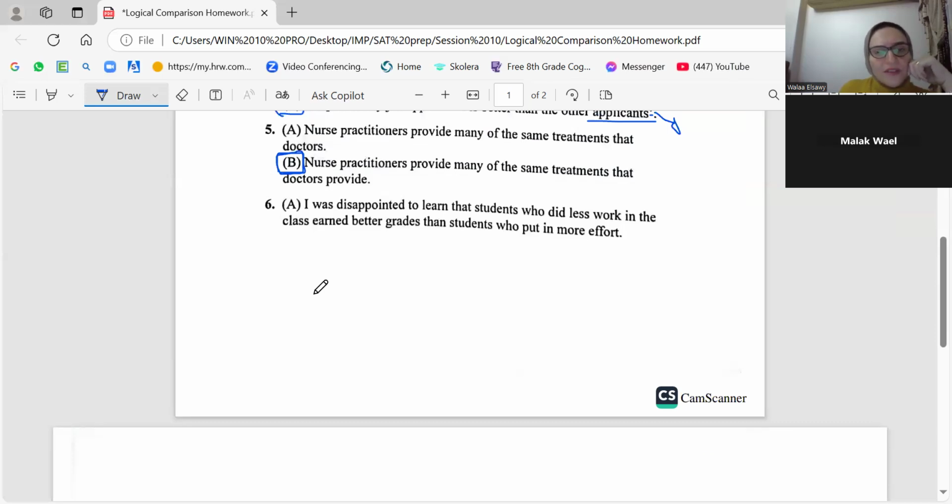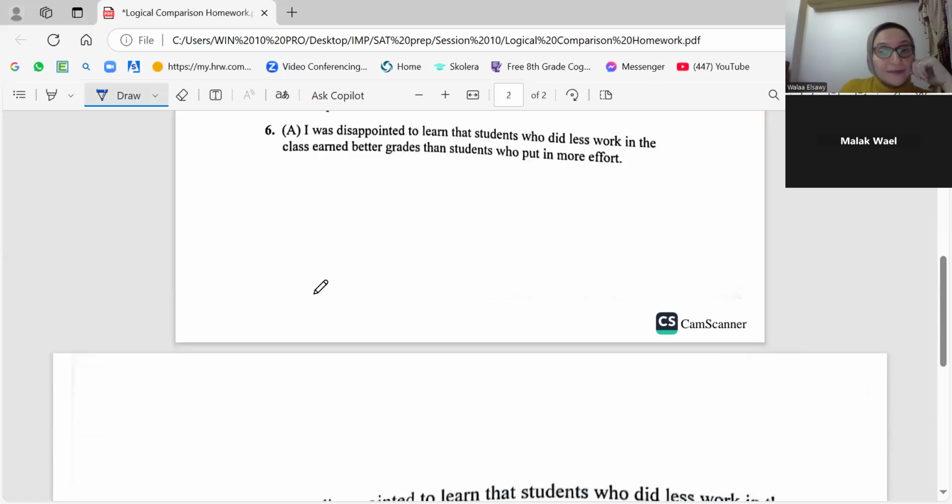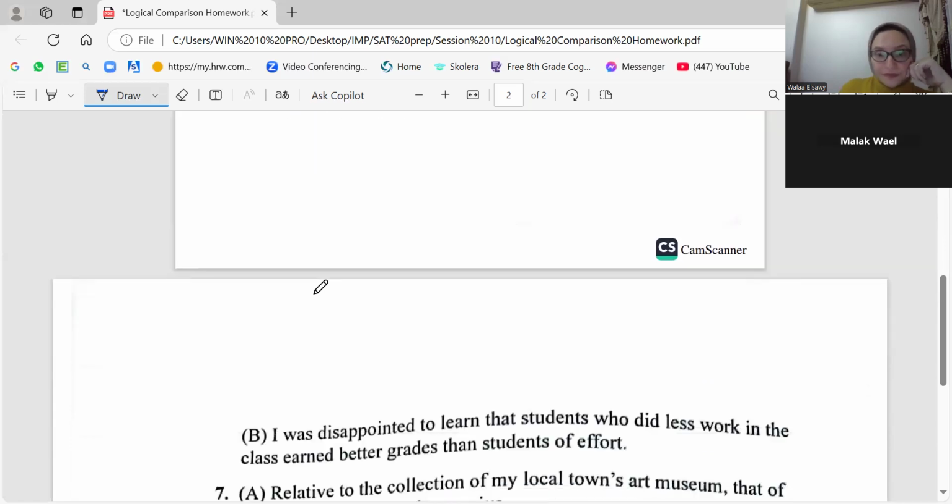I was disappointed to learn that students who did less work in the class earned better grades than the students who put in more effort. Okay, why is it not B? Because it says in B, who did less work in the class earned better grades than students of effort. We want to understand why, we want to do a clear comparison between them. So by explaining how students who did less work get better grades than the students who actually put in effort.